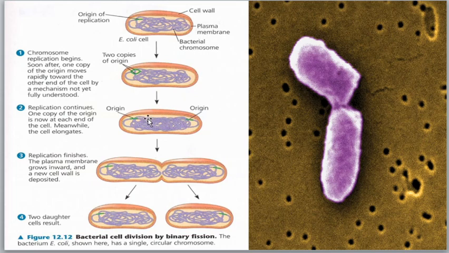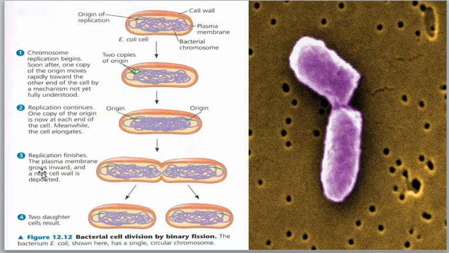Now, another copy of an origin is transferred to the right side. So, syempre ngayon, dalawa na yung nagre-replicate ng DNA material. Now, in order for these bacterial chromosomes to fit inside, the cell will elongate. Okay? Kasi mas marami na yung na-produce na bacterial chromosome.